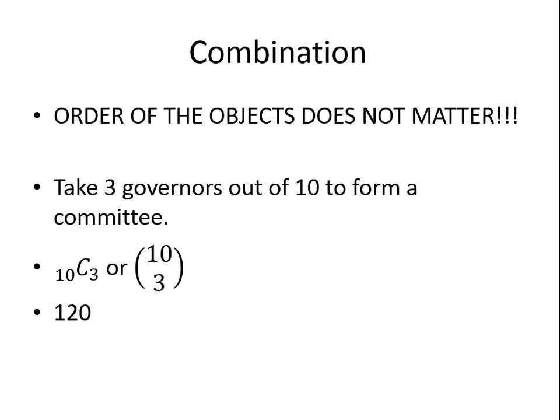Okay, so if you were to check 10C3, a combination, how many groups of 3 governors can you make out of 10 to form a committee? You would see you would be able to make about 120 different groups.